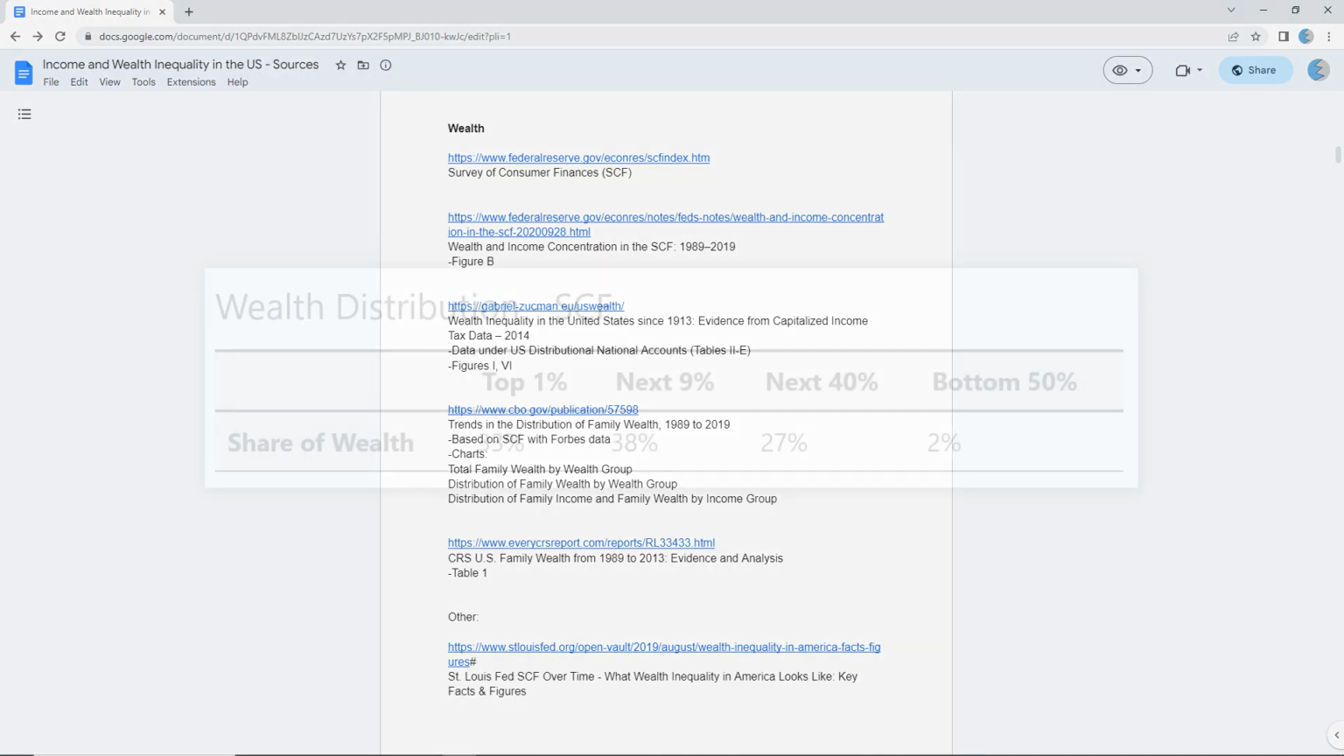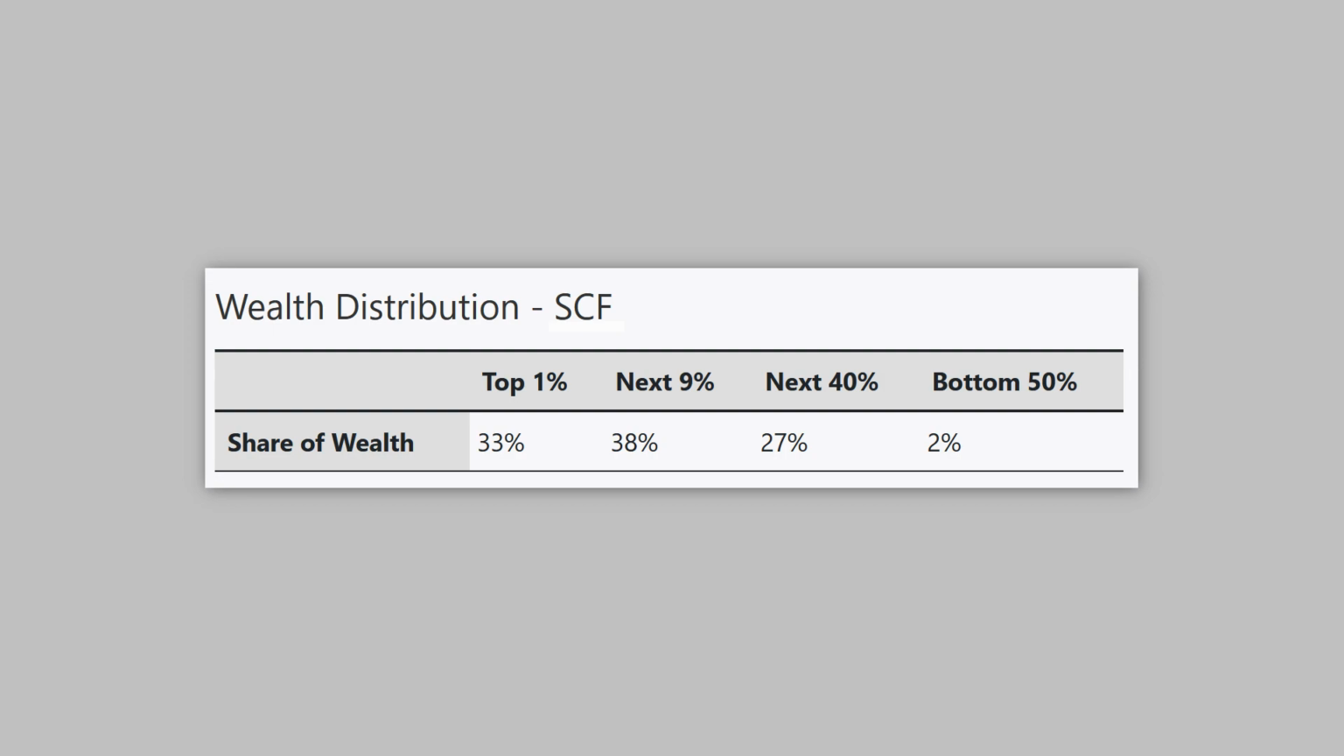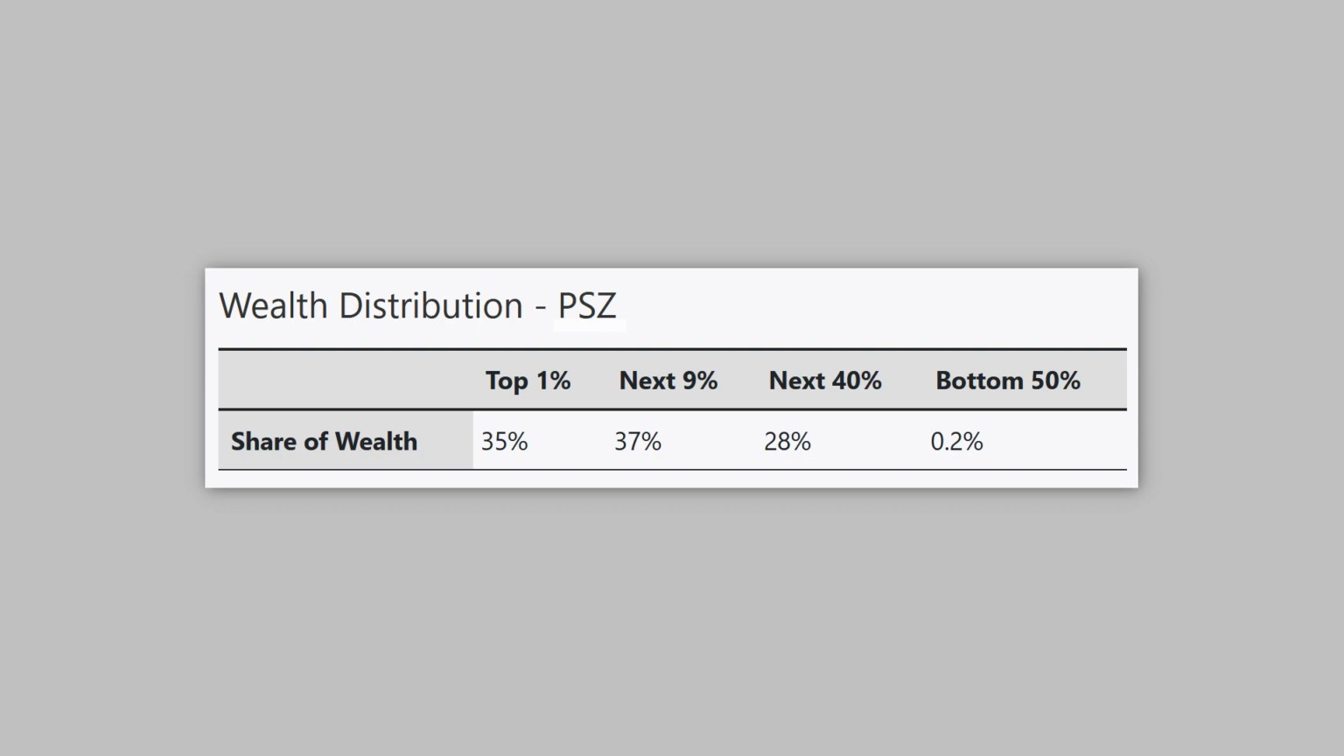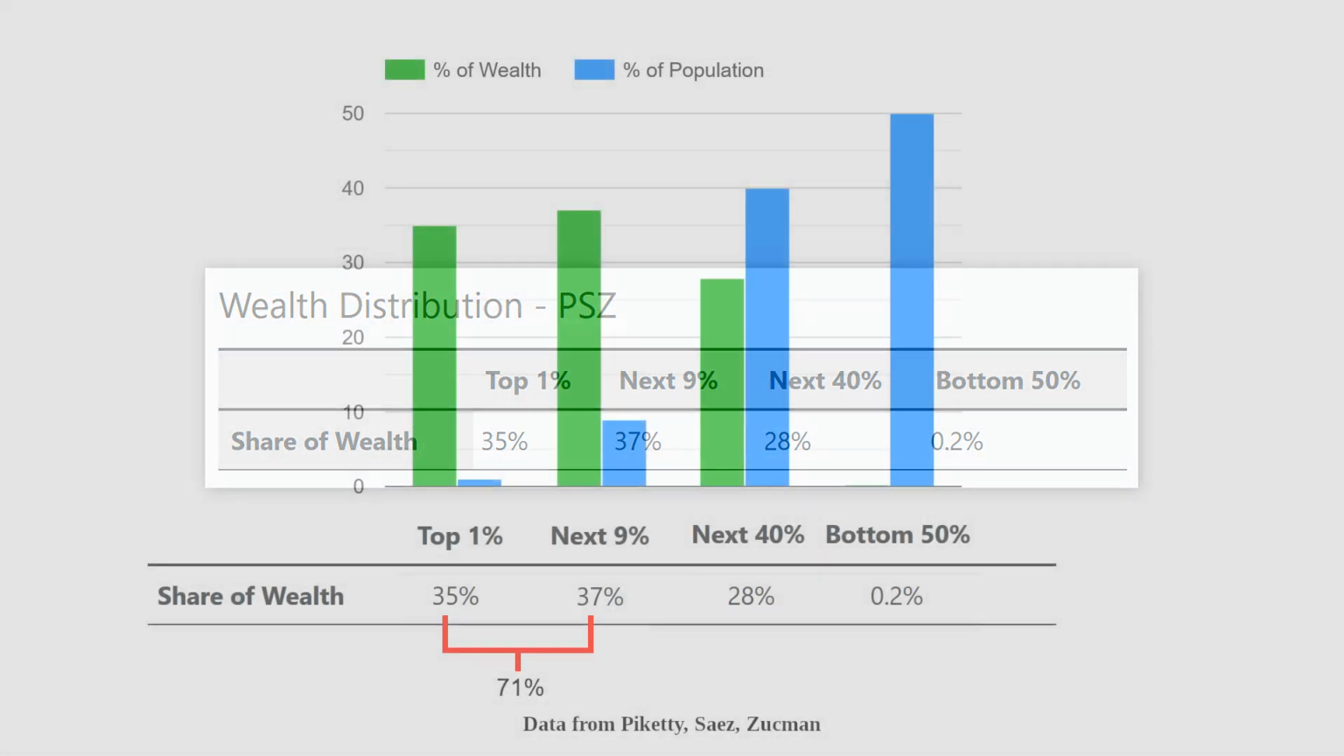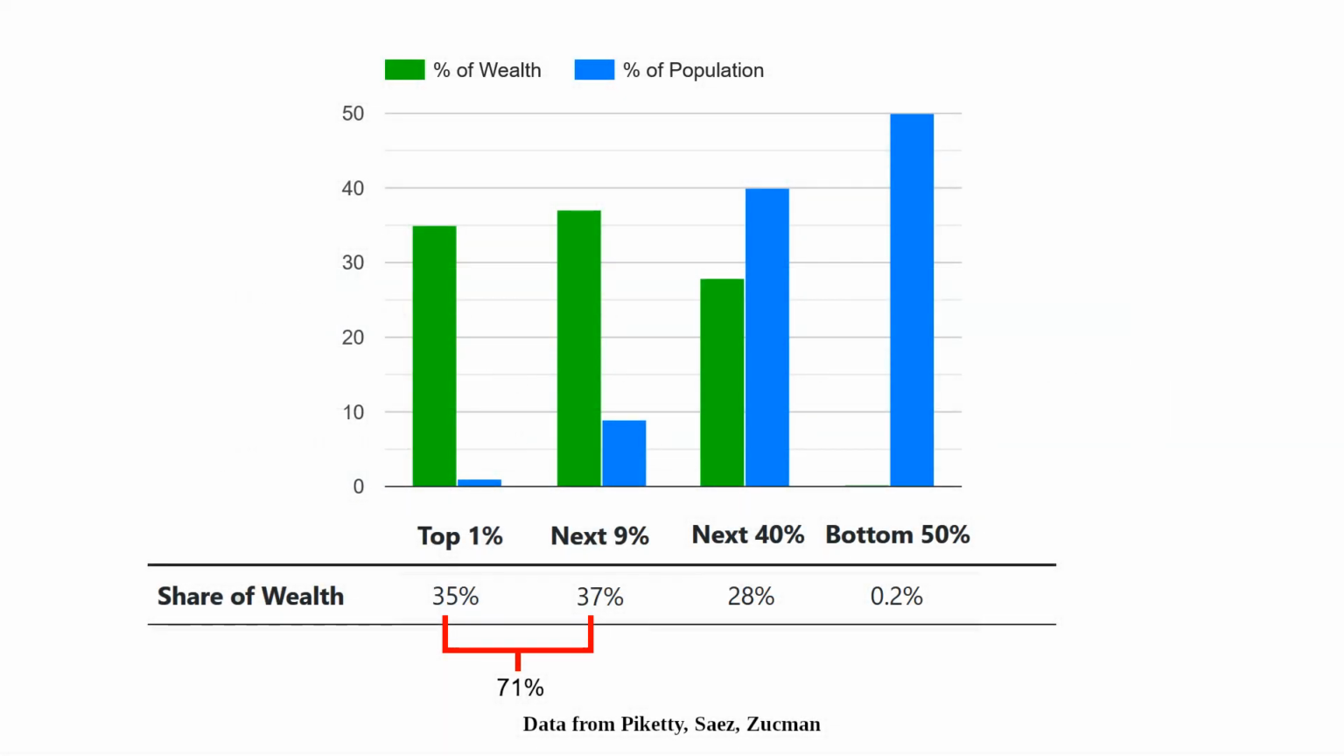Starting with the SCF, here is what the distribution looks like. And here is what it looks like according to PSZ. Again, we will focus on the numbers from PSZ, but the values are similar. The top 10% have over 70% of all wealth in the US. About half of this, 35%, is owned by the top 1%. The top 1% have more wealth than the bottom 90%, 35% compared to about 28%.